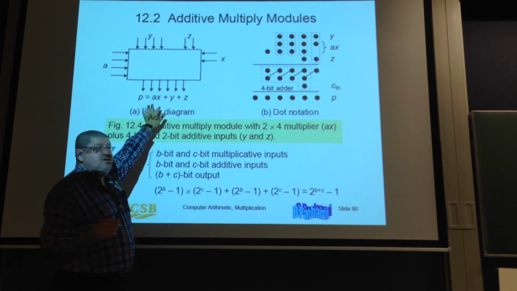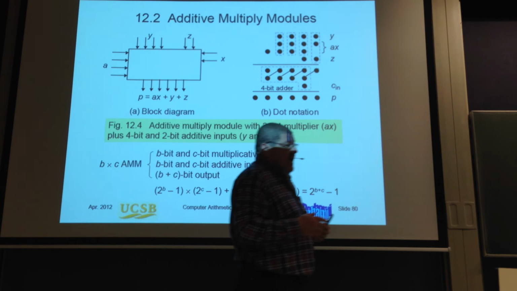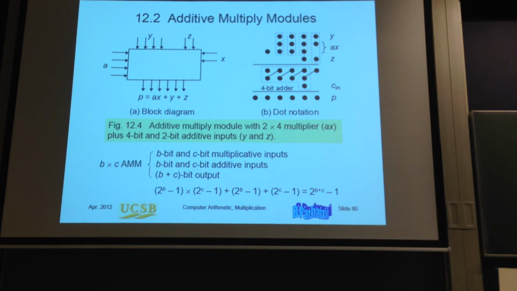I know the dimension in bits of those operands. And what I want is to design the circuit which is doing that. The first step will be to create the dot diagram. Then y is 4-bit. I put it here. z is 2-bit. I put it here. I also have to compute the product, which is ax. a is 4-bit, x is 2-bit. Then this represents the ax product.